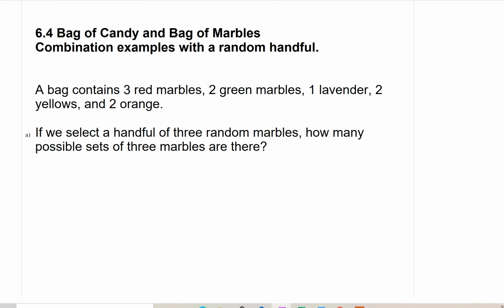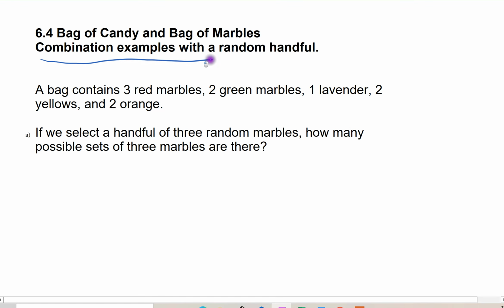Alright, so it's all combinations. Whenever I select a random handful, whenever a problem has the wording where I'm reaching in and grabbing out a handful of items, or a group of items all at one time are selected, well, there is no order. This is different than the marble example I did before where I took out one at a time. I'm not doing that. There is no order to it because I'm taking them all at once. A handful means I reached in and pulled all of them out at the same time.